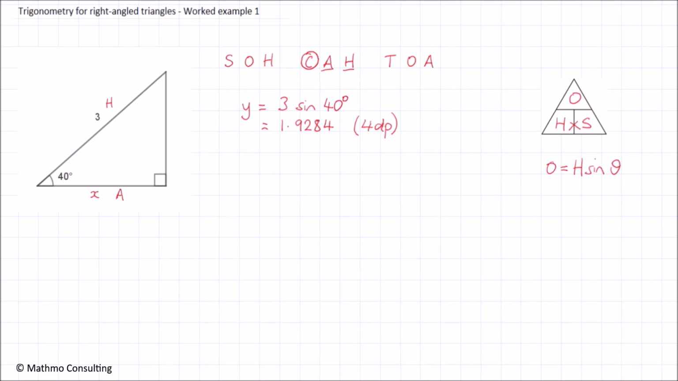Let's bring in another helper triangle. And again, we'll fill it in from right to left. C, A, H. Now because we're looking for the adjacent side, this helper triangle tells us we need to multiply the hypotenuse and cosine of the angle. So I'll just write that down here.